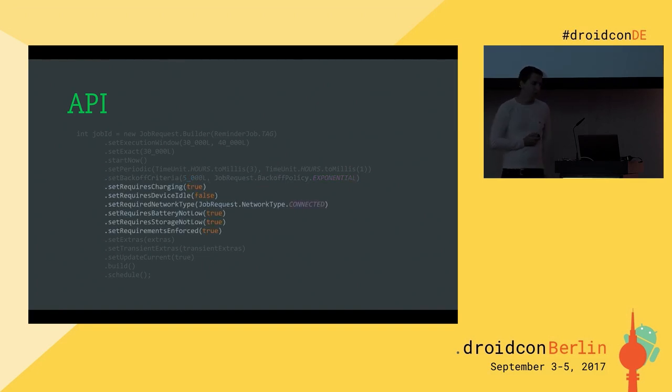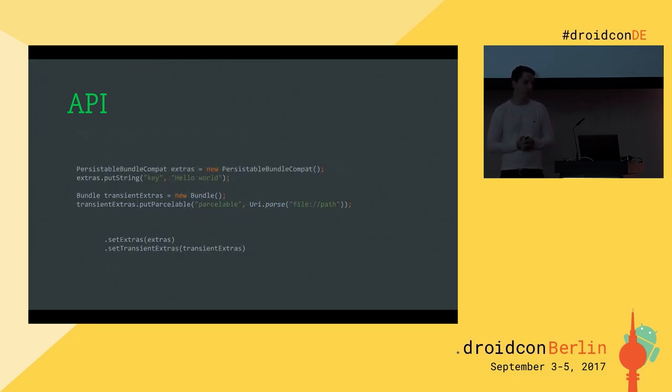Then we can define certain requirements. For example, our device must be charging. We need an unmetered network. And we also have the features from Android O, for example, that our storage shouldn't be low. Those are all supported. Then we can pass extras to our job. And we also can use the real bundle. And I will talk about transient jobs a little bit later.